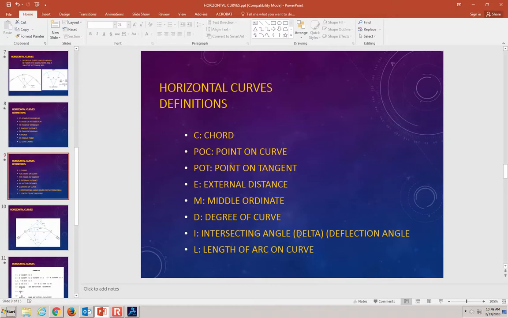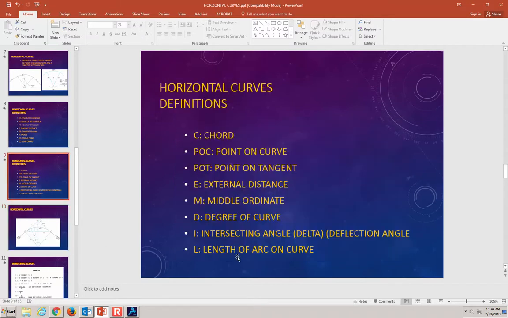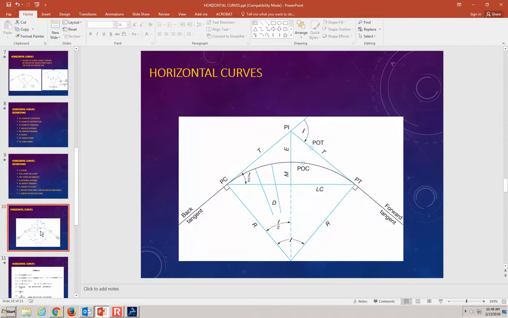The intersecting angle, which is also known as the delta, that's this. That's the intersecting angle, which is also this. So this angle is equal to this angle. Okay? And then the length of arc on the curve is L. So L is along the arc. That's the length of arc between the PC to the PT. Any questions so far?